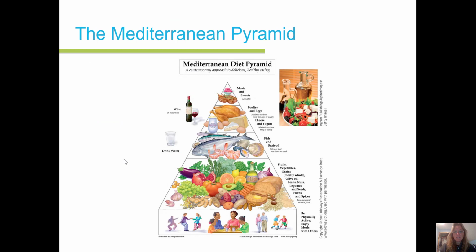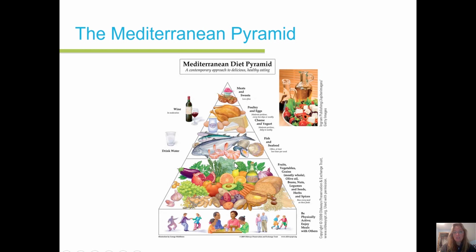The Mediterranean diet you can see here. Again, the anchor of the diet is really plant-based foods. Okay, you've got your nuts, your seeds, your beans, your whole grains, your fruits and vegetables, your oils. Okay, these are all the anchor of a Mediterranean diet.